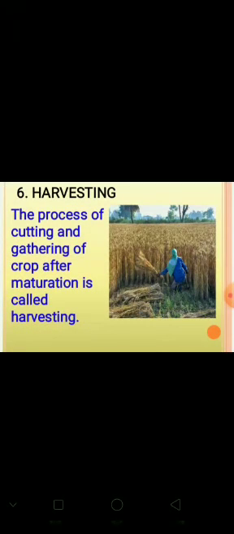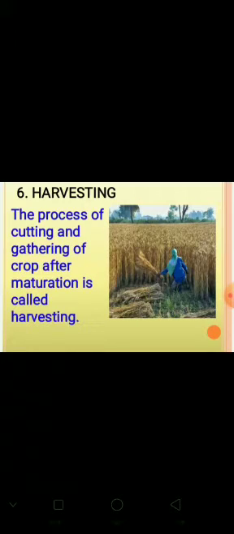Sixth is harvesting. Dear students, now we move to our final stage, which I am going to discuss today: harvesting. The process of cutting and gathering of crop after maturation is called harvesting. After so much hard work, now the crops are ready and the grains are mature, and there is a smile on the farmer's face, and he is ready to cut the crop. And this cutting and gathering of crop is called harvesting.